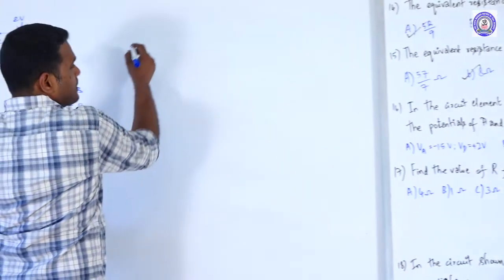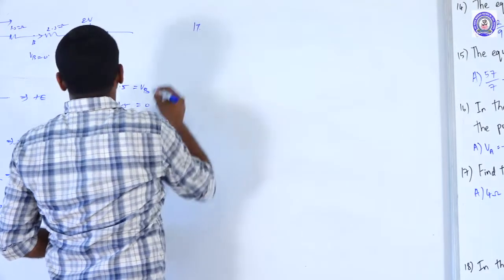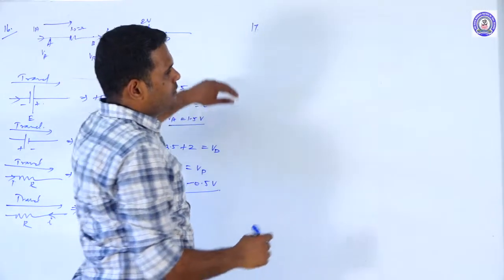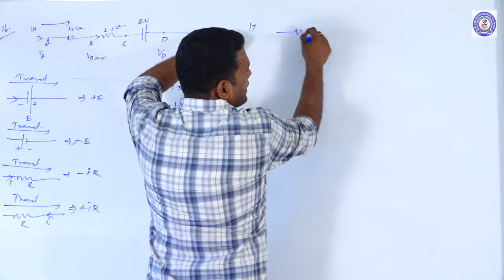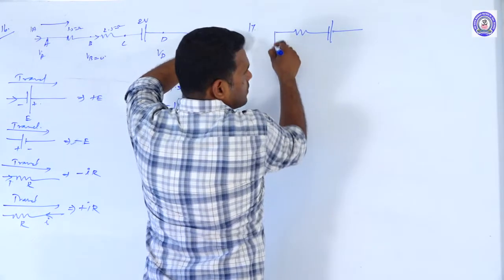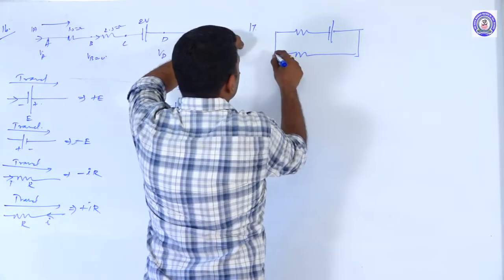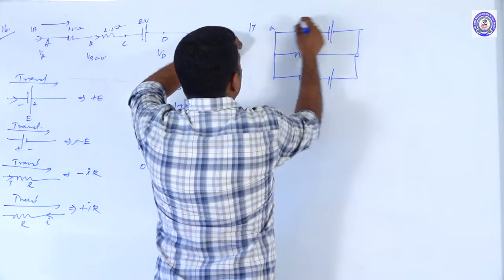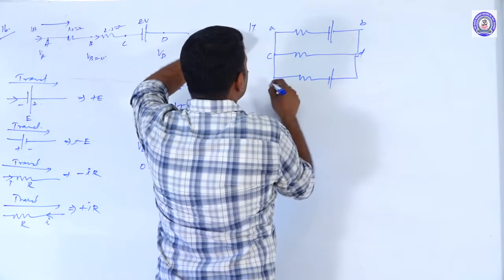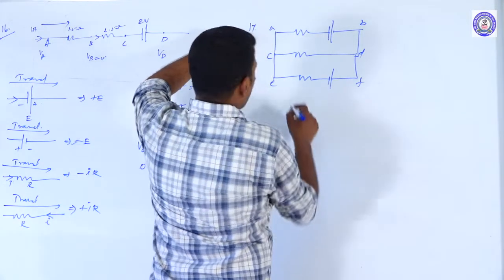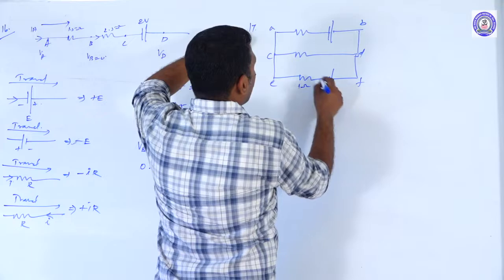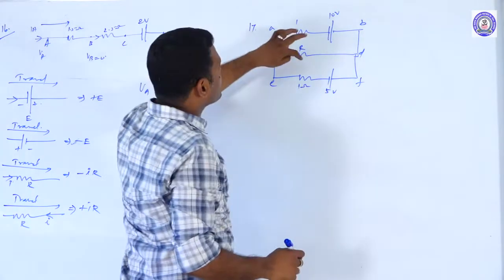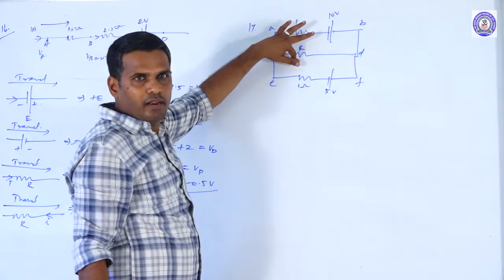Question number 17. This one is question number 16. Circuit is given. A, B, C, D, E, F. This is 1 ohm, 5 volt, 10 volt, 1 ohm, and this is R. They are asking you to calculate what is the value of R.